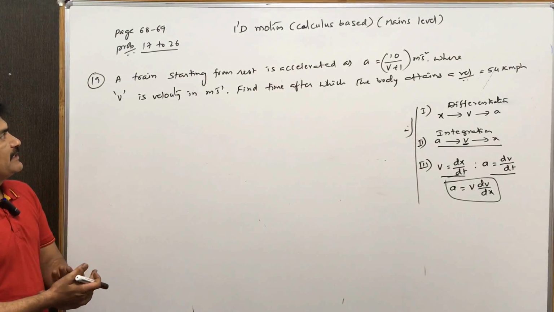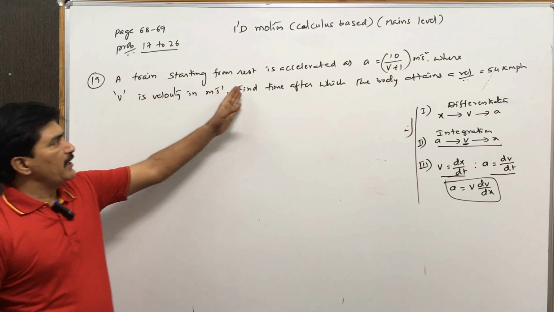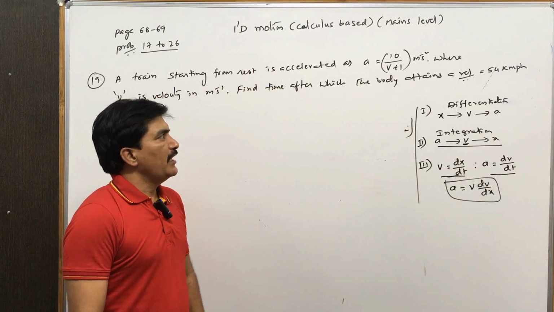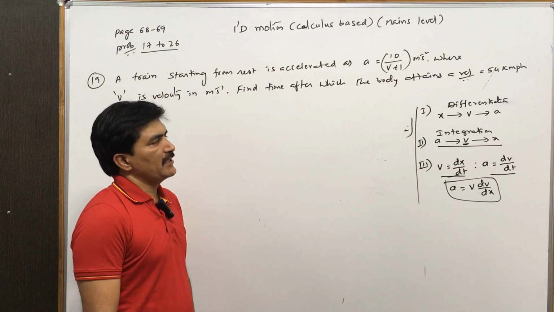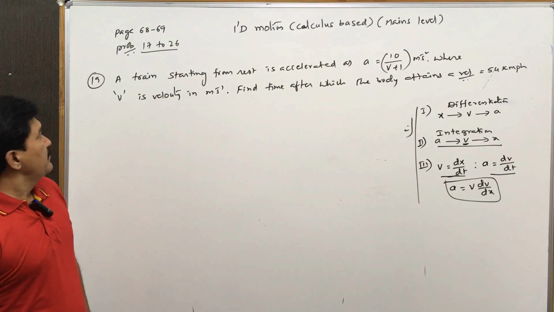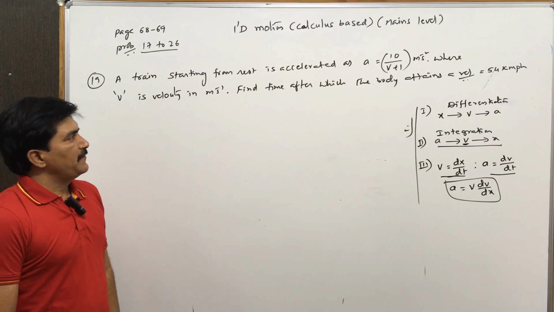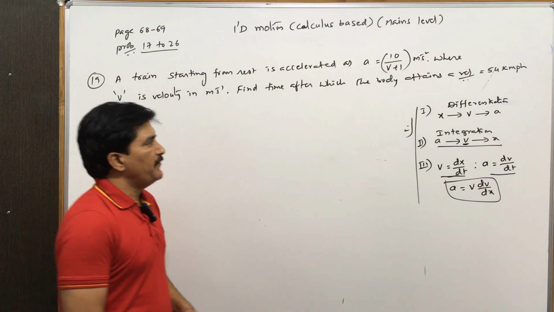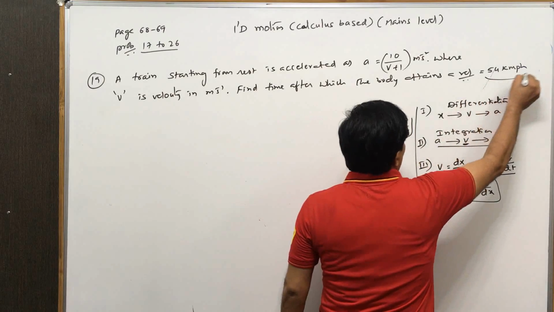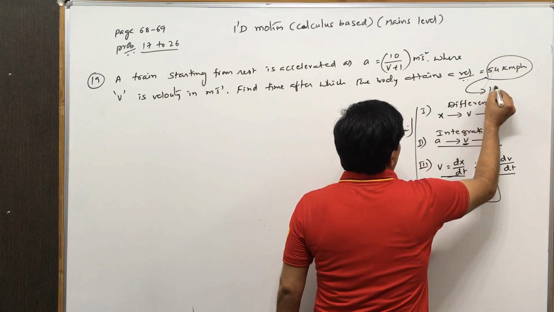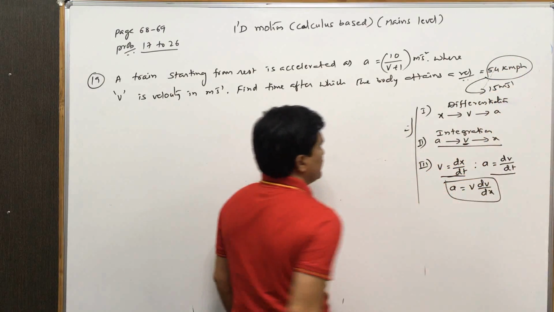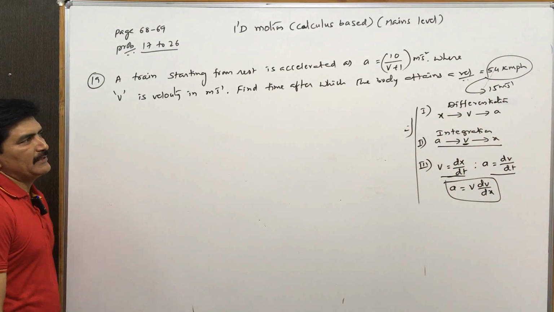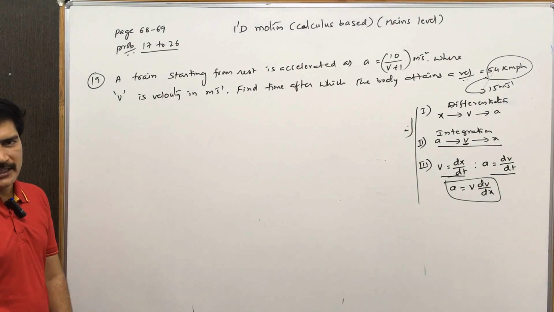Look at the next problem, that is the 19th. A train starting from rest is accelerated as a is equal to 10 by v plus 1 meter per second square, where v is velocity in meter per second. Find the time after which the body attains a velocity equal to 54 kilometer per hour. 54 kilometer per hour is nothing but 15 meter per second. So after what time it acquires a velocity of 15 meter per second.